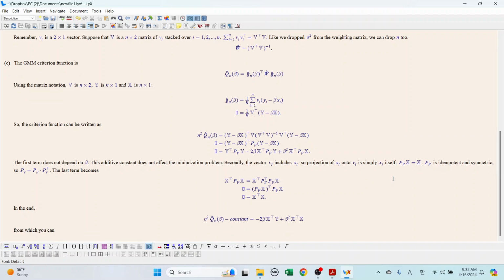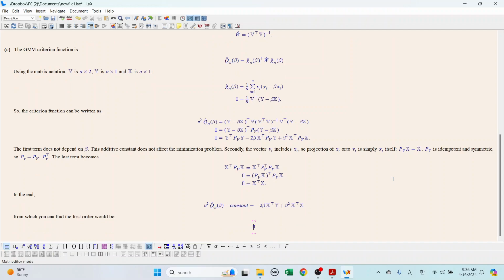And for its minimization, you can find the first order condition, which would be like this. I believe it should be easy. Just differentiate this and equate to 0. Then you are going to get this. That means in the end, this is a familiar form. It is an OLS estimator.